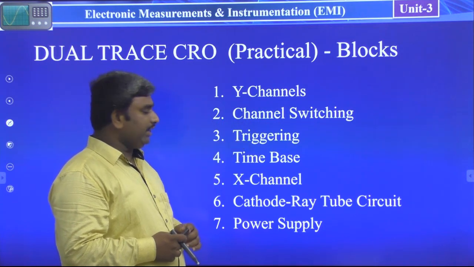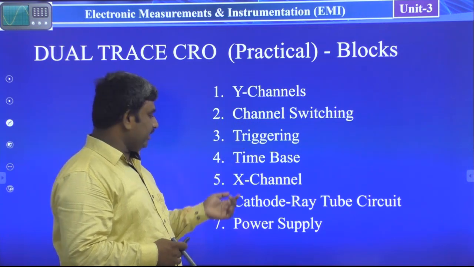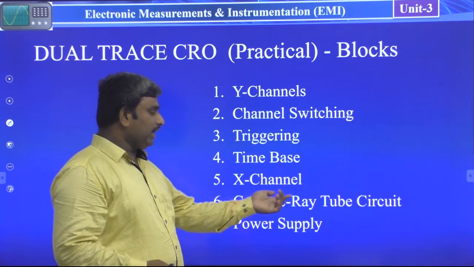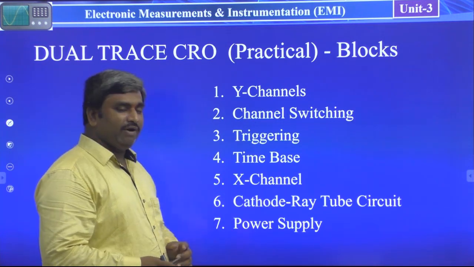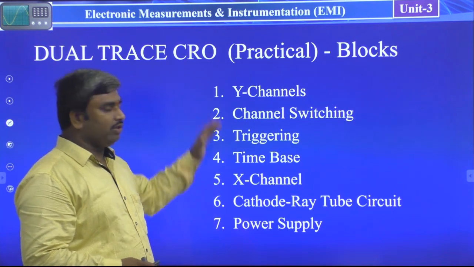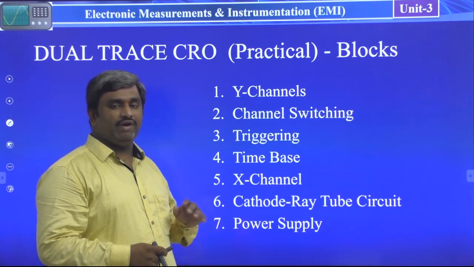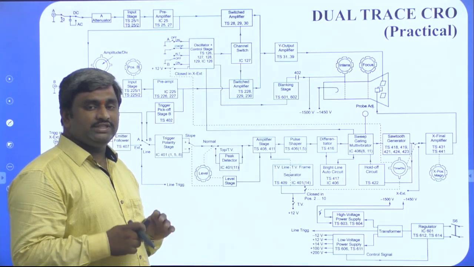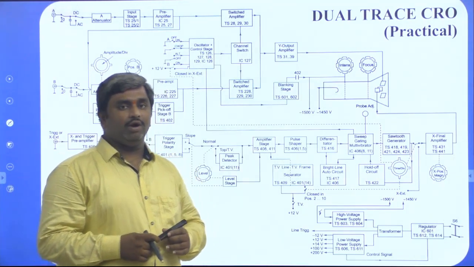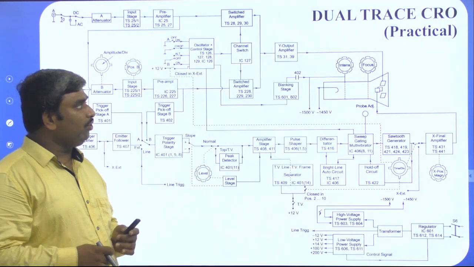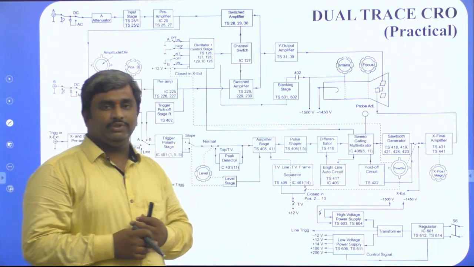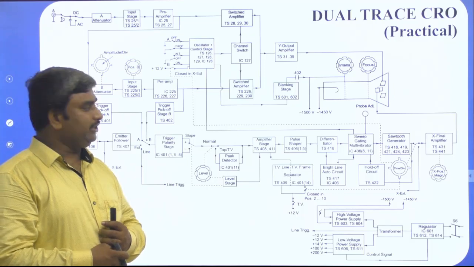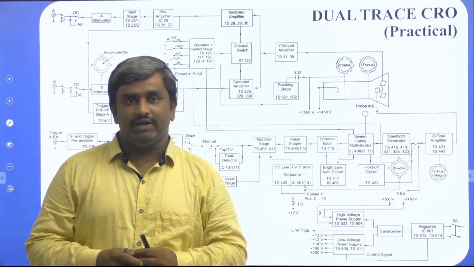Next, triggering. Next, time-base generator. Next, X-channel amplifier circuit, cathode ray tube circuit and power supply circuit. So these are the total 7 blocks available in the dual trace CRO. This is a complete block diagram of a dual trace CRO of a real-time machine which operates with 0 to 15 megahertz operation. Let us see this diagram clearly.